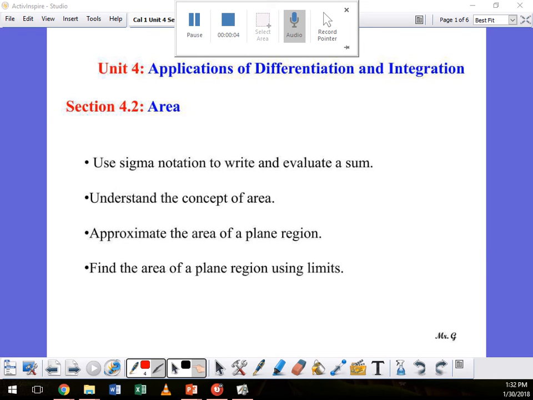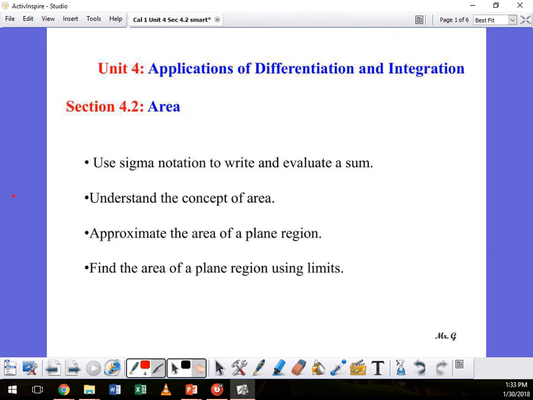I'm about ready to get loud. All right, we're going to get turned. Listen up. Yes, we're going to turn it up. We're going to crank it up. We're going to turn it up for applications of differentiation and integration.